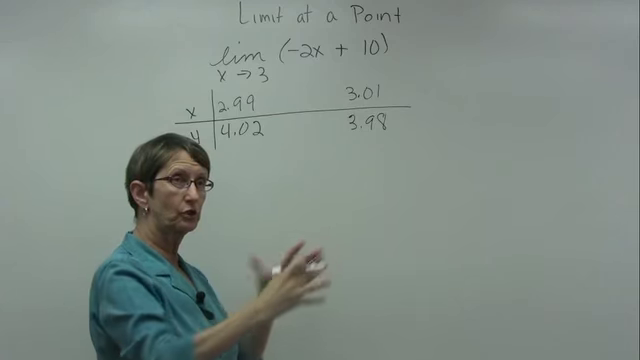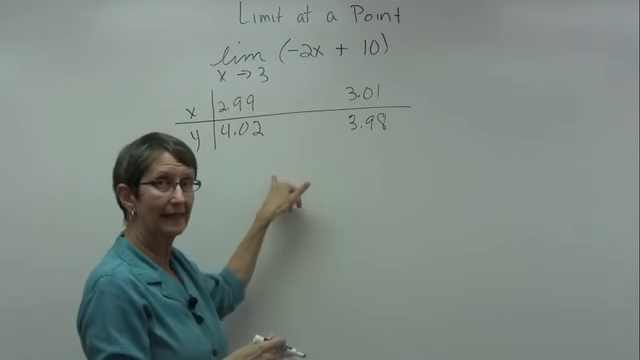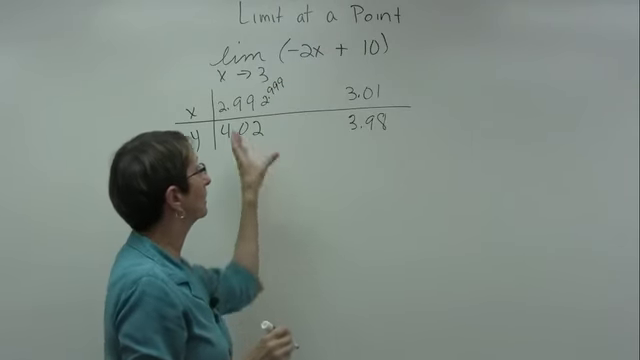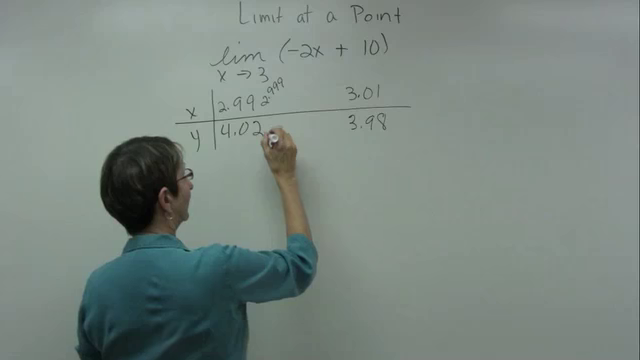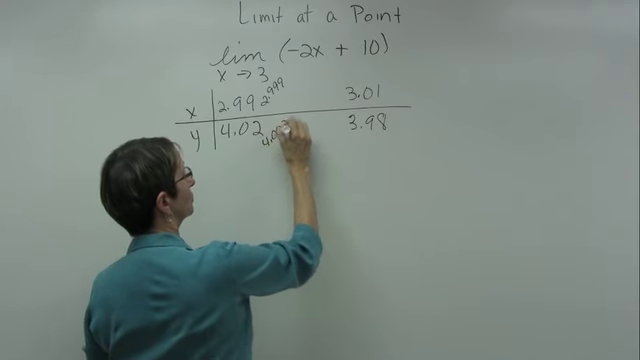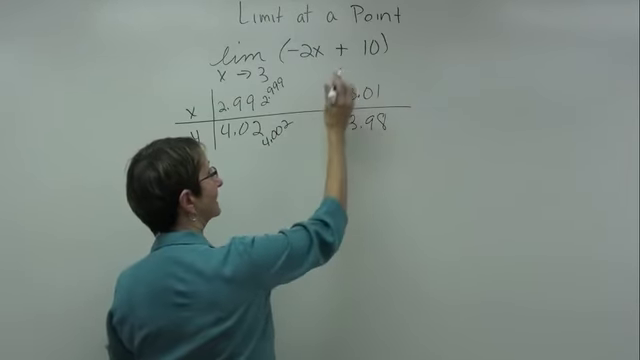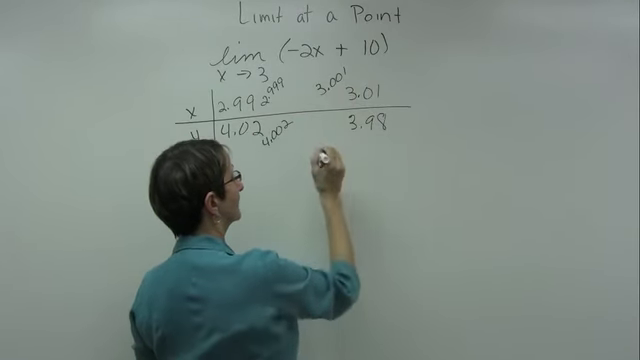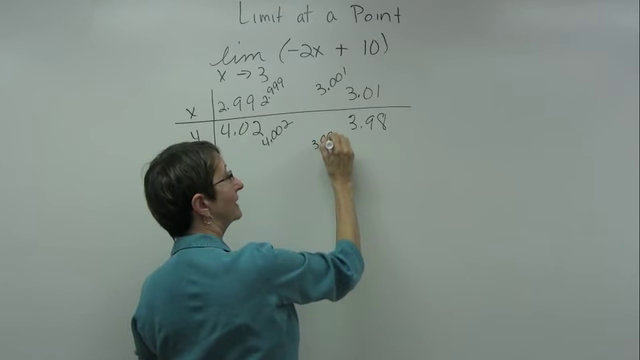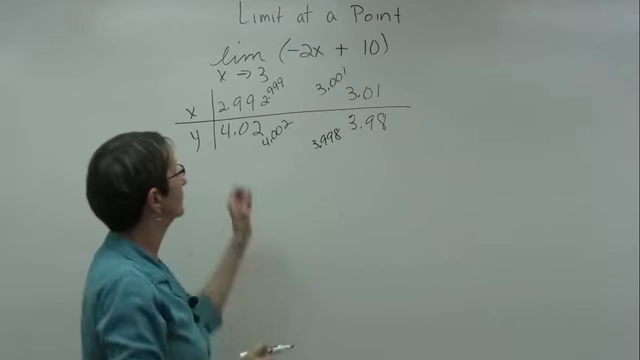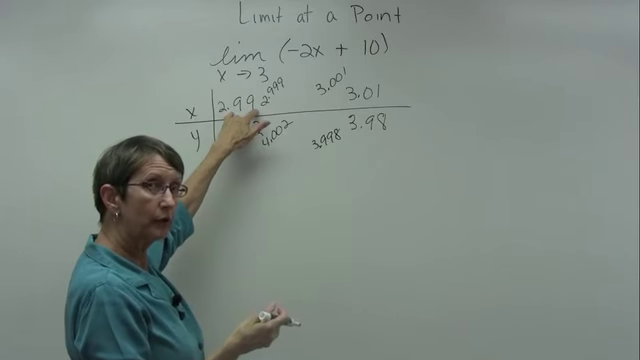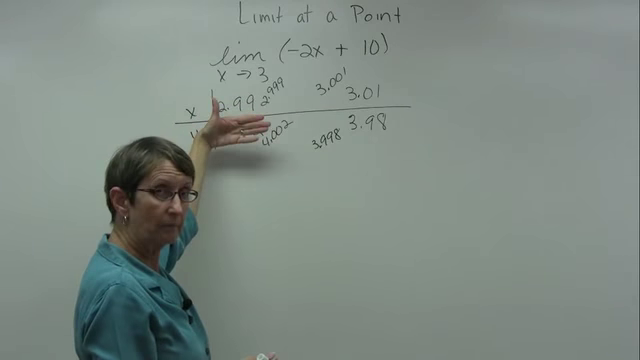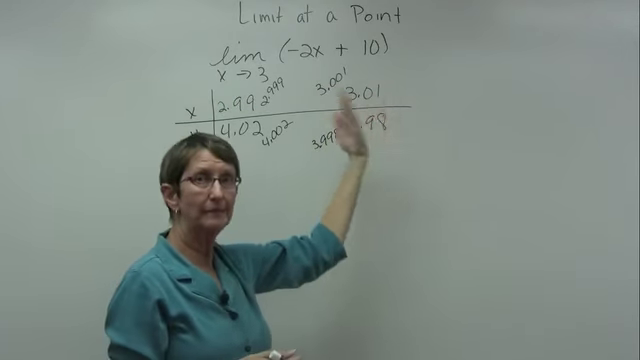Let's get a little bit closer just to see if we're kind of thinking about the right thing here. Let's try 2.999. If you plug that in, we get 4.002. If I get still closer on this side, 3.001, I'll plug it in, I end up with 3.998. So I'm moving, I was 0.01 units away, then 0.001 units away on the left. On the right, the same distance I was coming in.